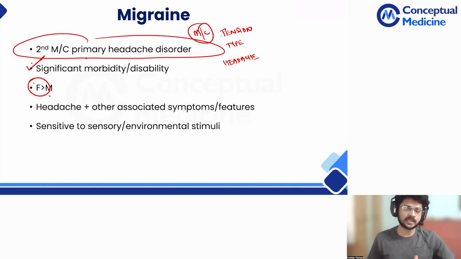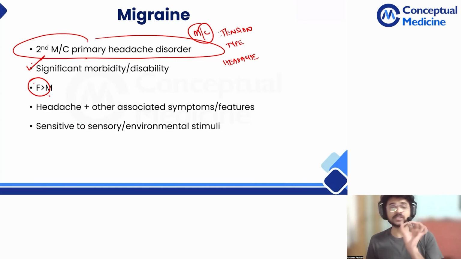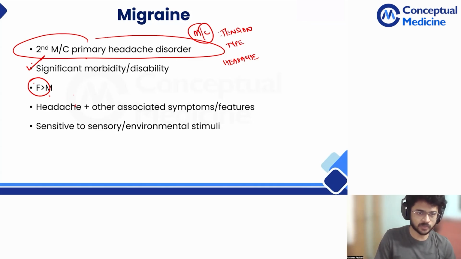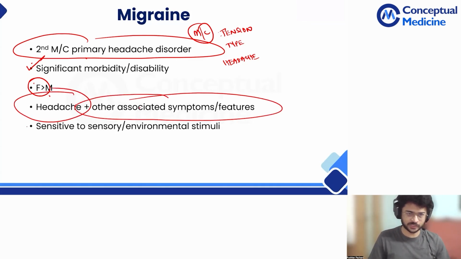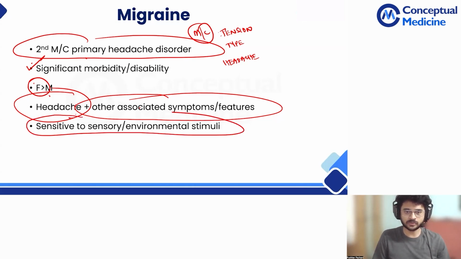And when do you suspect that this primary headache is a migraine or is not a migraine? Whenever there are associated symptoms and features. So what do you mean by that? It's not only a headache. When you have associated symptoms and features, that time you suspect a migraine. So what are these associated symptoms and features? Aura, either visual aura or neurological aura, nausea, vomiting, phonophobia, photophobia. So these are all associated symptoms. And next, migraineurs in general are very sensitive to sensory or environmental stimuli.